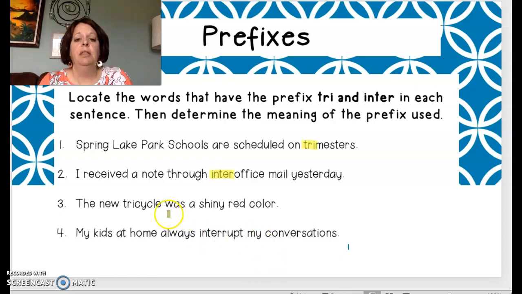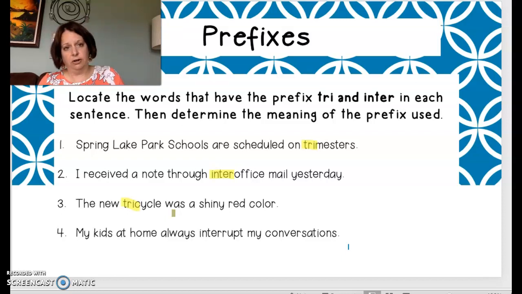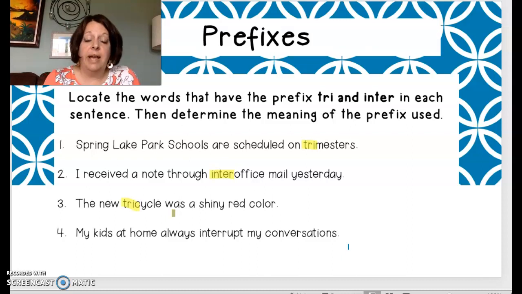Number 3, the new tricycle was a shiny red color. So tricycle is a 3-wheeled vehicle, right? Because usually when we think of tricycles, we think of little kids, and they're a lot of times red. But actually motorized vehicles can also be a tricycle if they have 3 wheels.